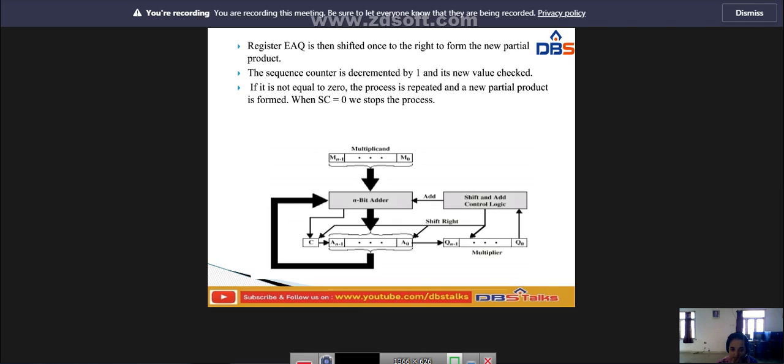This multiplicand will be transferred to the n bit adder, then to A n minus 1. These are the registers, and this will be shifted to the right and moved to the multiplier, and the multiplier will be passed to the shift and add control logic. After the value is added in the n bit adder, it will be passed to C. So this is the working of this multiplication.